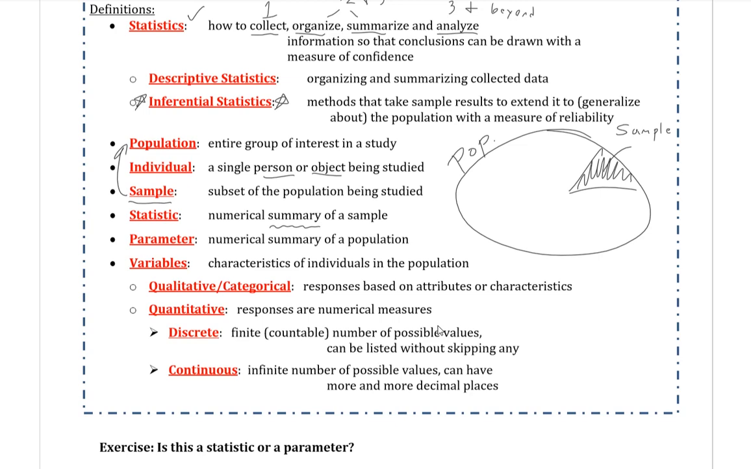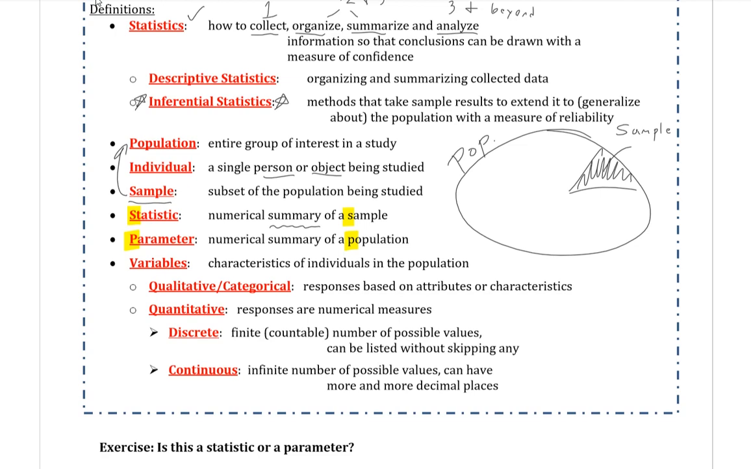There's a really nice way of remembering that. Sample starts with an S, and so does statistic. So that's a nice way to remember that. And same thing with parameter and population. So any value that's describing a sample, we call a statistic. Any value that's describing a population, we call a parameter.